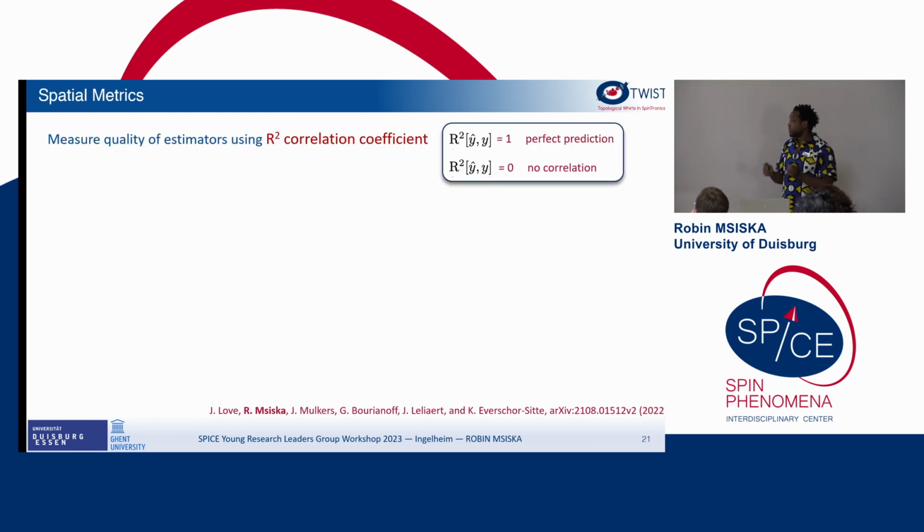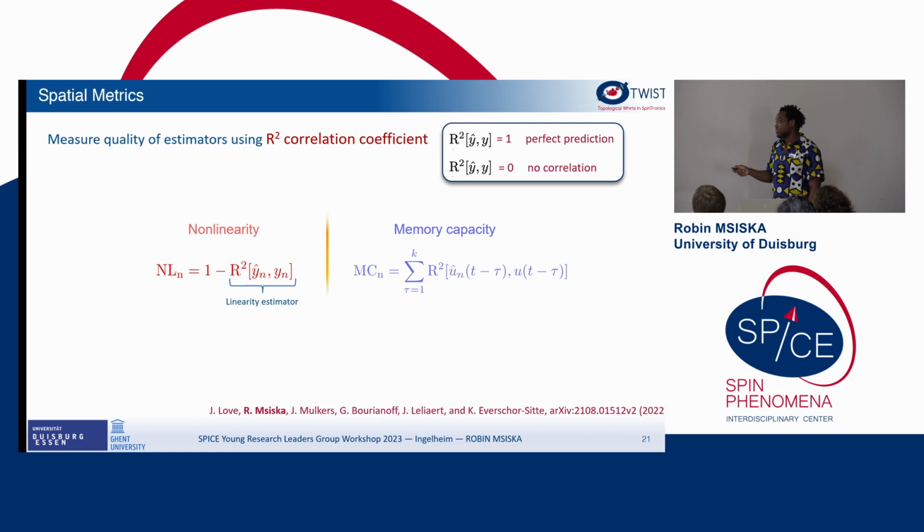Now, a way to quantify the performance of these estimators is using the R2 correlation coefficient. So basically, R2 of your estimator and your training data should be 1 if it's a perfect prediction, and 0 if there's no correlation between the two quantities. Can it be somewhere in between? Yes, it can very much be somewhere in between. So perfect prediction, no correlation, and then, yeah, somewhere in between.